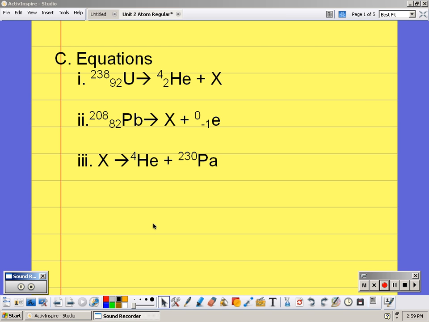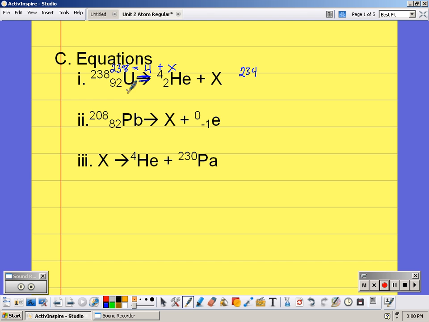Okay, so these are nuclear equations, and what we have to do is figure out what X is, the missing isotope. Because the law of conservation of mass says that the mass before has to equal the mass after, we can treat the arrow sign as an equal sign. So if we look at the top numbers, we have 238 equals 4 plus X. So the top number for X then has to be 234.